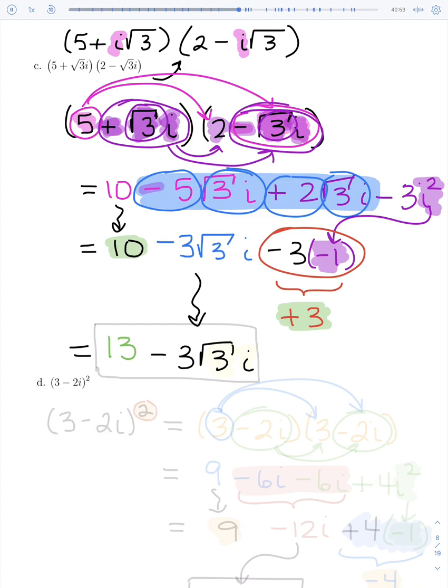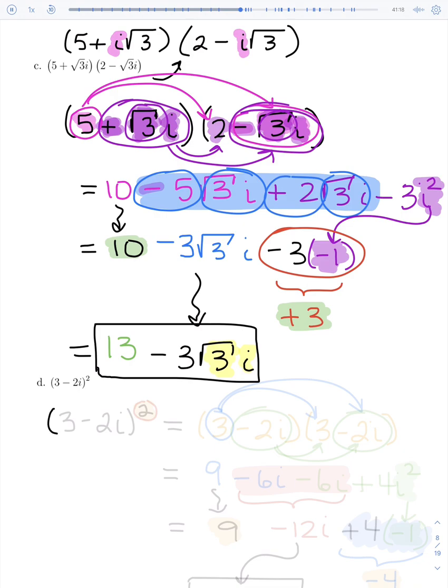When I add those two like terms, I still need to bring down my negative 3 square roots of 3i. Now, I know it's tempting to want to subtract the 13 and the 3, but you can't because they're not like terms, because that second piece has an i and a square root of 3. They are not like terms. So you really need to leave it like this, the 13 minus 3 square roots of 3i. That's your final answer.